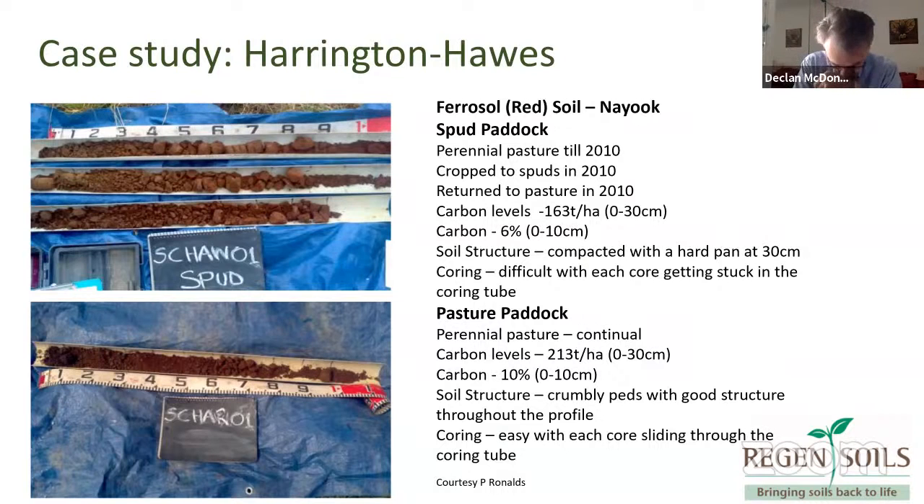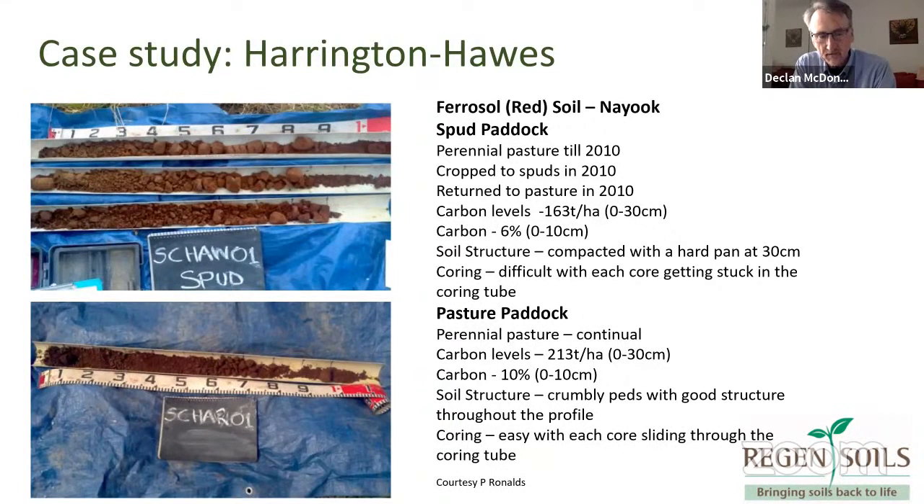And these red soils can be a serious hassle when we're coring, because they can be very sticky and just a real pain to get out of the coring tube. In contrast, the pasture paddock, which I don't know if it had ever been disturbed, but certainly a very long time in pasture, its carbon levels were substantially higher, 213 tons compared to 163 per hectare, 10% organic carbon compared to 6%. And the soil structure, crumbly beds with good structure, and the coring was easy.